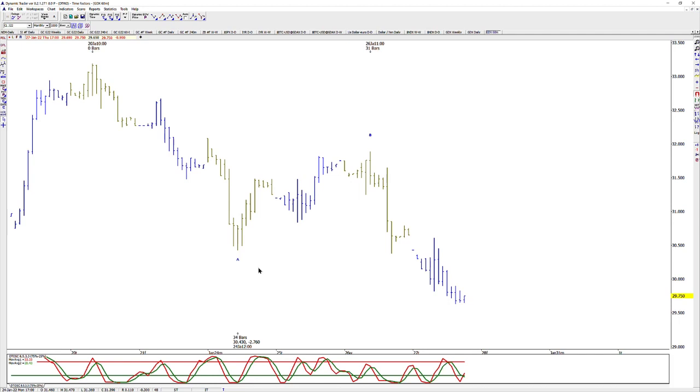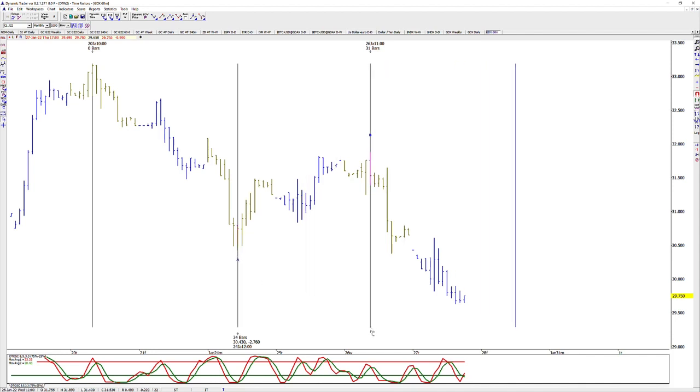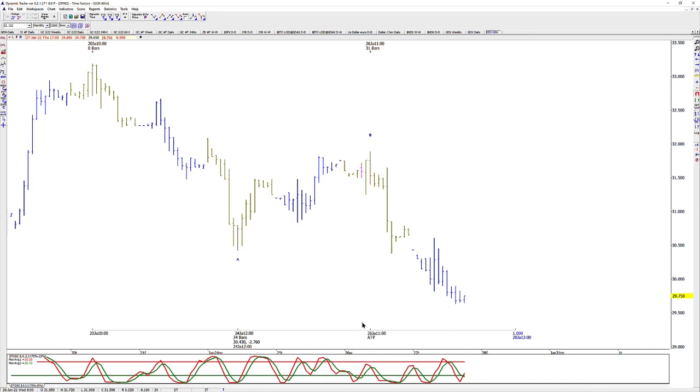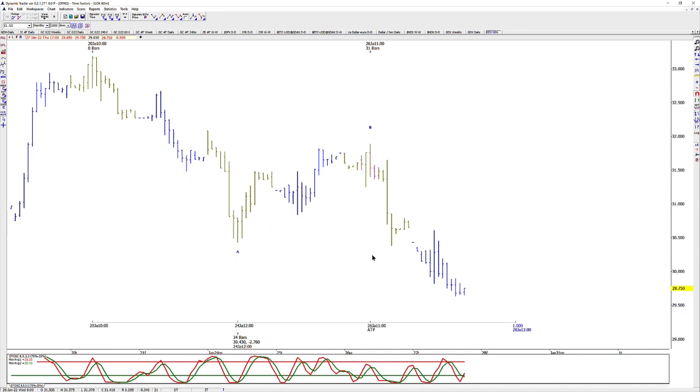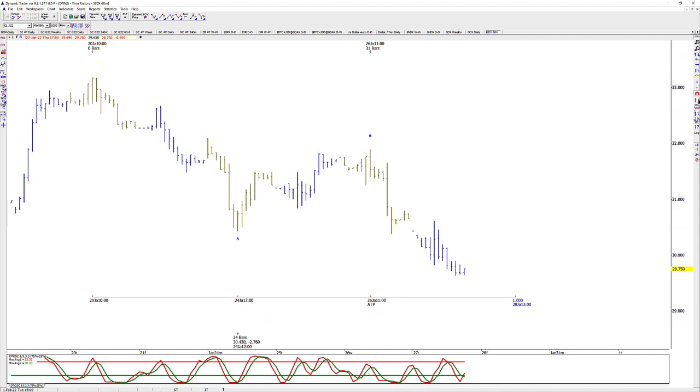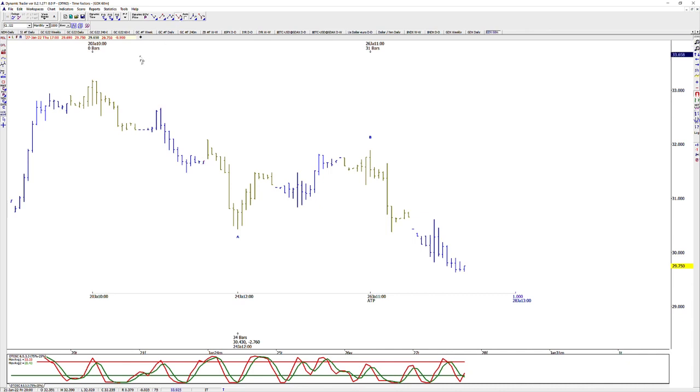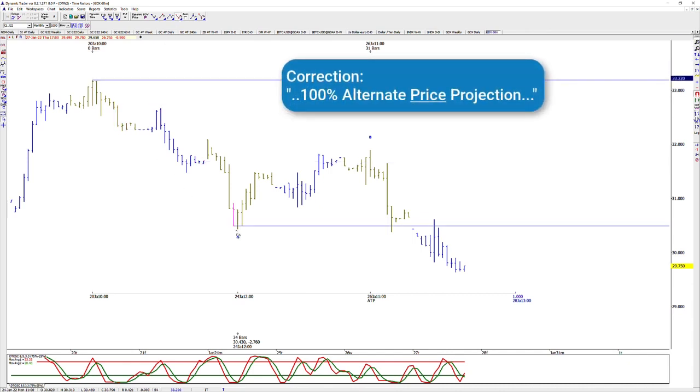Let's do the 100% alternate time and alternate price projections of what I got labeled the wave A decline from the wave B high. So we'll start with the 100% alternate time projection. I'm just measuring 34 bars on the downside, and then I'm going to measure 34 bars from what I got labeled as the wave B high. Let me square the data up a little bit. Let me do also the 100% alternate time projection.